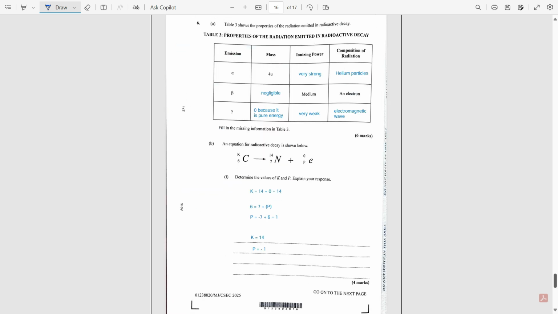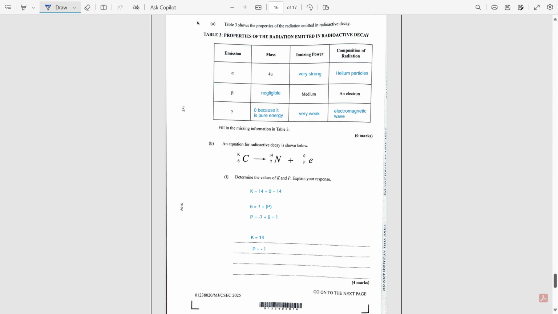6. The final question. Table 6 shows the properties of the radiation emitted in the radioactive decay. And we had to fill in the blanks or the empty spaces on the table. So they gave us the alpha, beta, and gamma decay, or the alpha, beta, and gamma emission. And they tell us the mass. So we have to know the masses of these things. So the electron, which is a beta, will be negligible because it has little mass. Whereas gamma radiation, it is just pure energy, so it'll be 0.